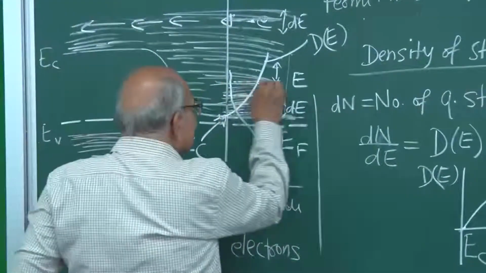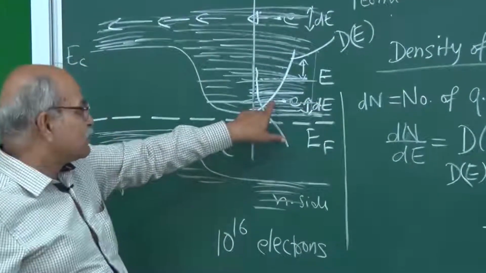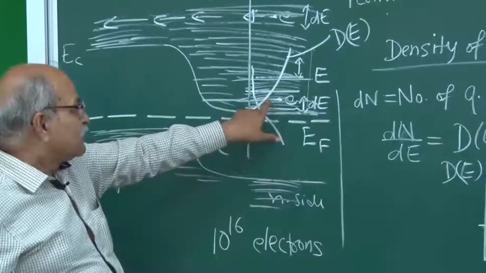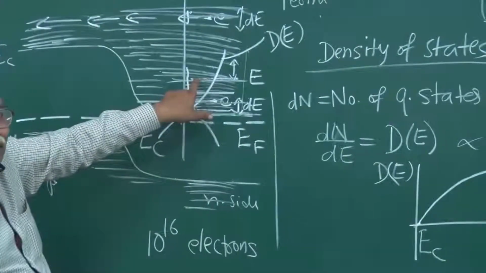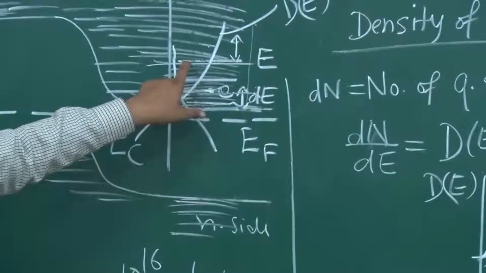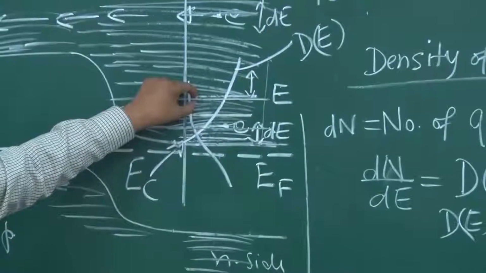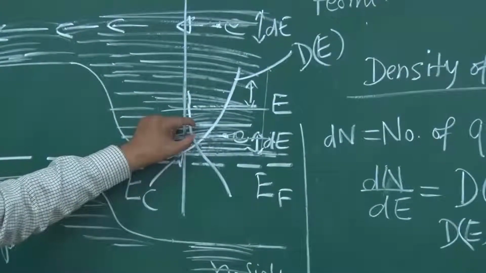There is a quantum state out here. There is a quantum state out here. This quantum state has larger probability of being occupied. This quantum state has higher energy, lower probability of being occupied. But how many quantum states are here? There are more quantum states here and fewer quantum states here.